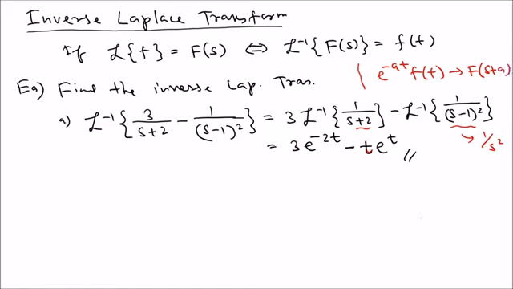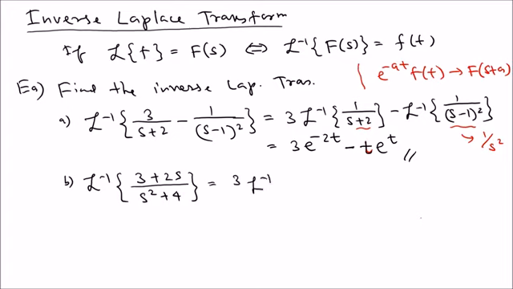Good. Let's do one more example. How about this one? Let's say the inverse Laplace transform of (3 plus 2s) over (s squared plus 4). If you get something like that, it's not directly something that we know. So what we can do is split this into two fractions. So what are the two fractions? I'm going to take 3 out.